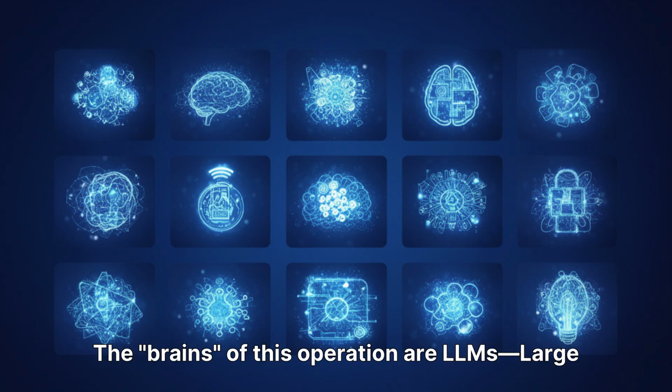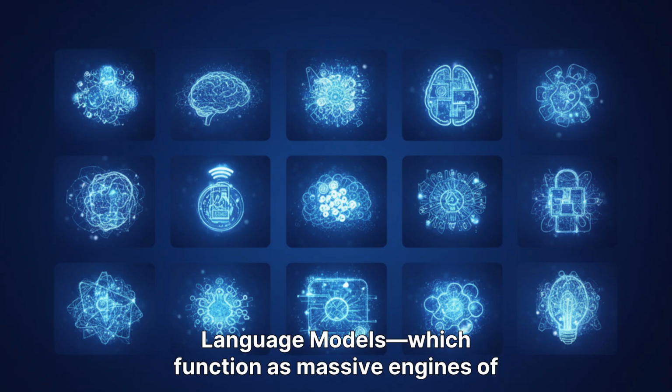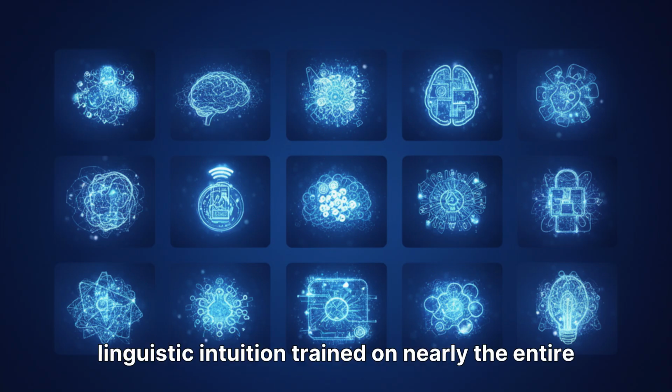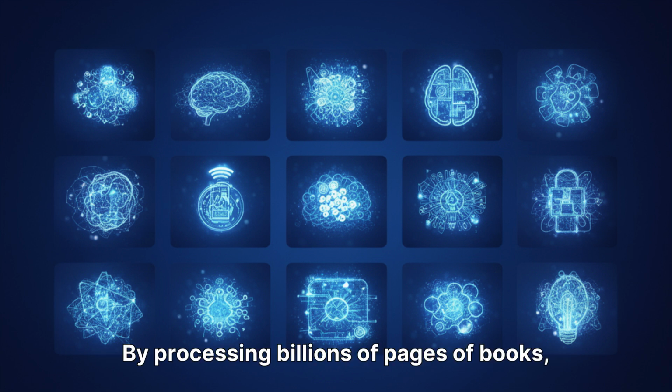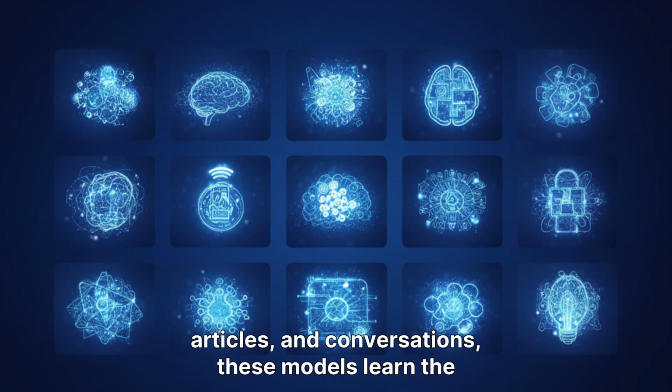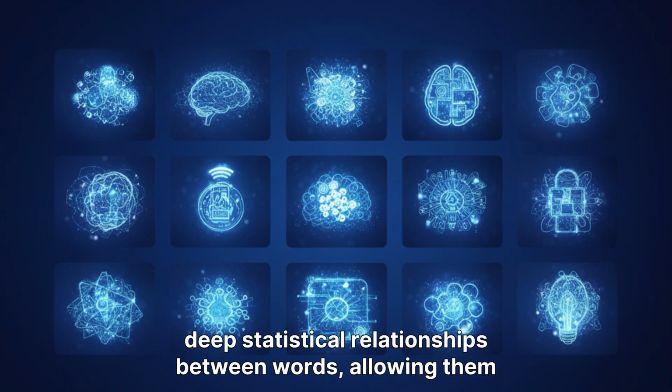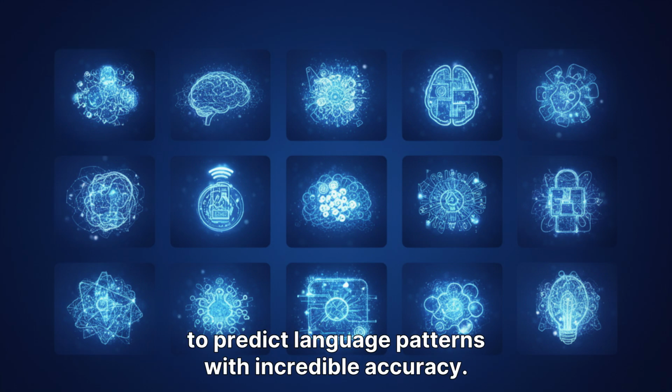The brains of this operation are LLMs, large language models, which function as massive engines of linguistic intuition trained on nearly the entire breadth of human text. By processing billions of pages of books, articles, and conversations, these models learn the deep statistical relationships between words, allowing them to predict language patterns with incredible accuracy.